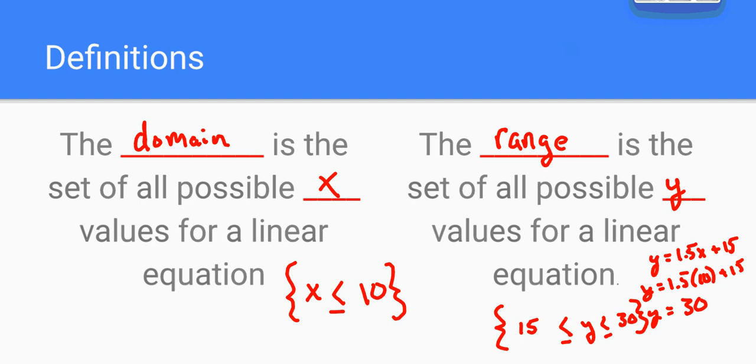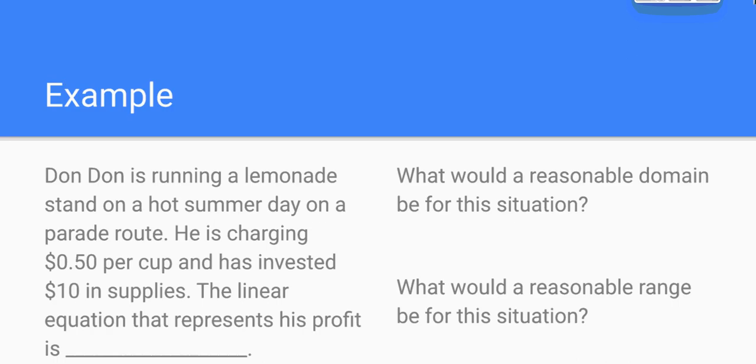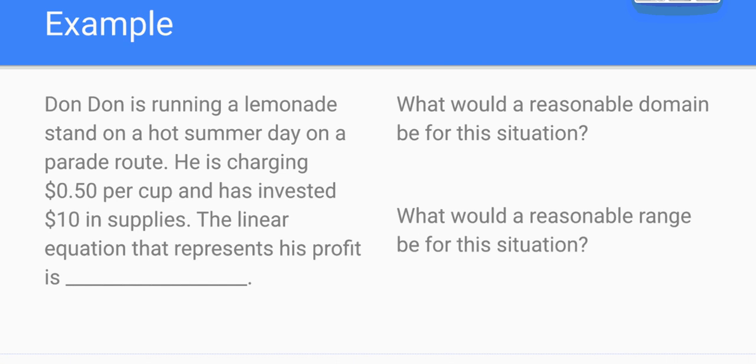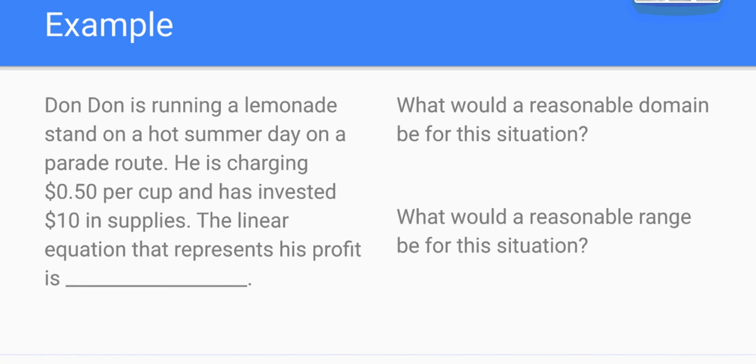So let's go through an example of how we might establish the domain and range for a scenario we kind of talked about. We're talking about a lemonade stand here. I think we used this example in one of our practice ones. So our friend Don Don is running a lemonade stand on a hot summer day on a parade route. So there's a parade going by, hot summer day. He's charging 50 cents per cup and has invested $10 in supply. So between the cups and the water and the ice and the lemonade mix, he's $10 in.